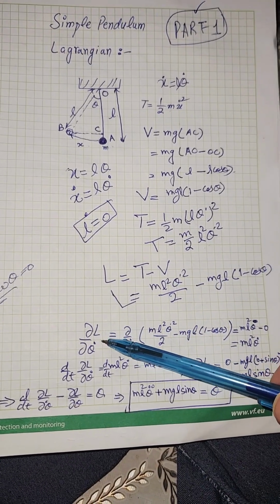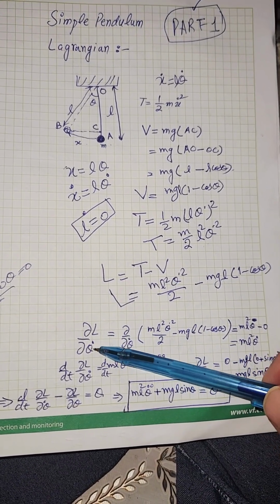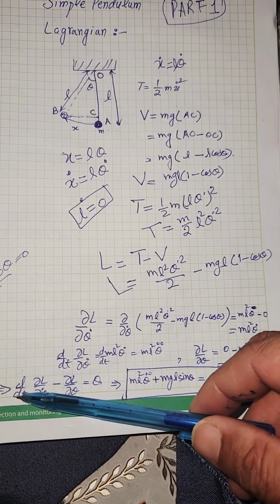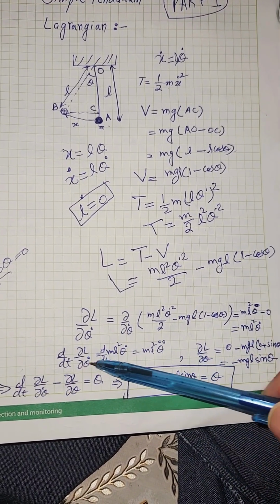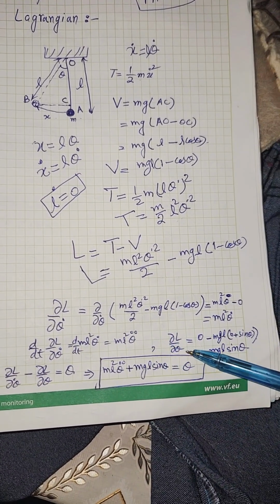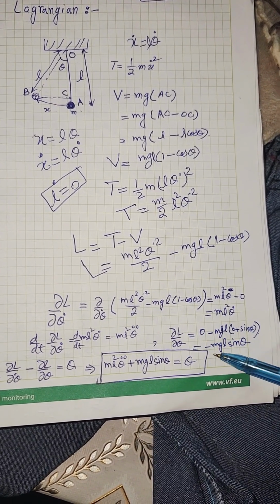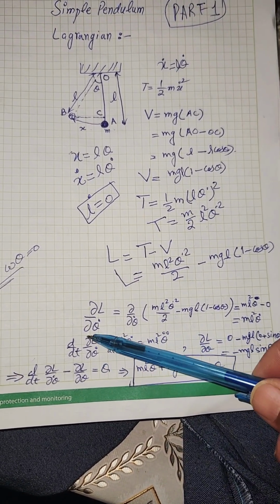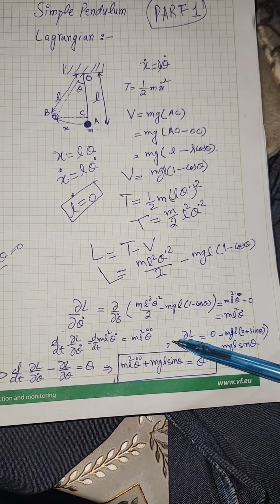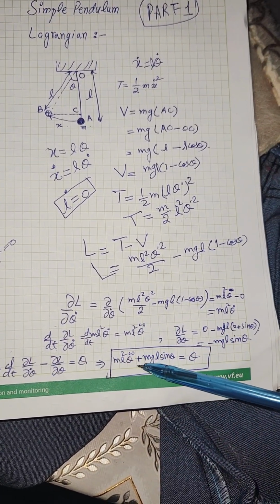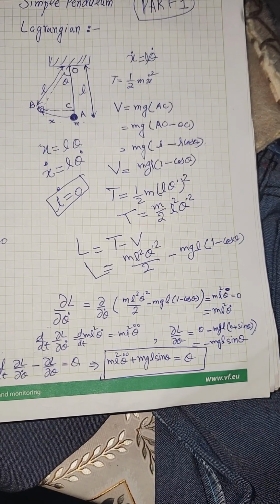The Lagrangian equation of motion contains terms such as partial L over partial theta dot and partial L over partial theta. The first term after the time derivative gives mL square theta double dot, and the partial derivative of L with respect to theta is minus mgL sine theta. So putting the values of these terms into the Lagrangian equation of motion, we get mL square theta double dot plus mgL sine theta equals source term Q.